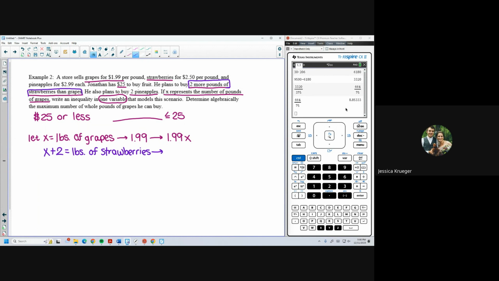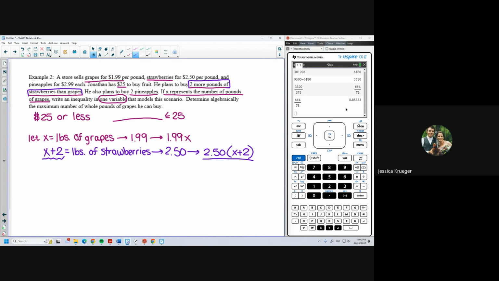And when I look up here and see what I know about strawberries, they're $2.50 per pound. So when I take my price times the amount that I buy, this is the expression I get. Make sure the x plus 2 is in parentheses. You've got to multiply the 2.50 by the entire amount of strawberries, and that's represented by x plus 2.